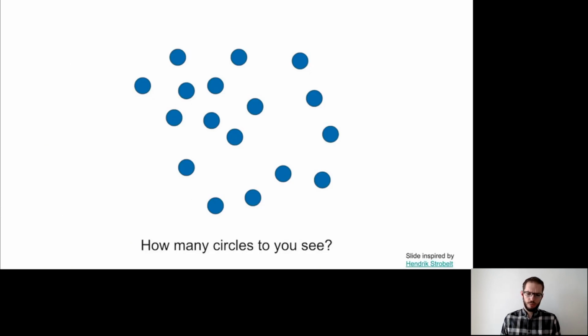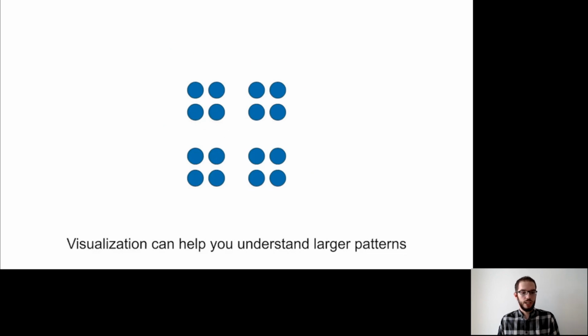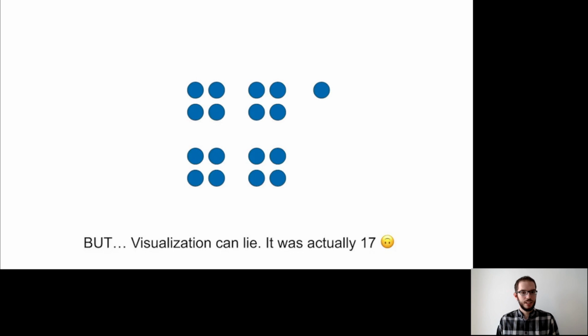To motivate this section, I want you to look at this screen right now and tell me how many circles you see. Now, obviously, this is a very hard and challenging problem, especially if we want to scale this to larger numbers. However, what if we were able to group these circles in an understandable manner? And this is exactly how visualization can help you. It can help you understand larger patterns by filtering the noise that you have in data analysis and presenting it to you such that you can understand it better. However, visualization can also be challenging. In this case, for example, it was actually 17 circles and not 16, as our visualization would have made you believe.